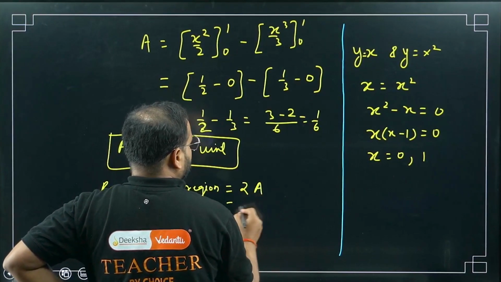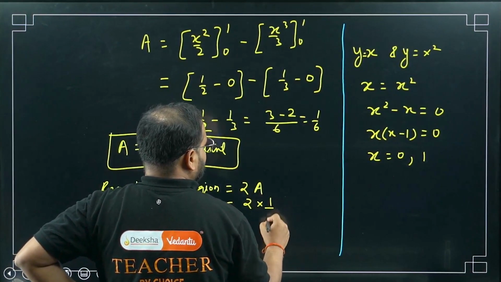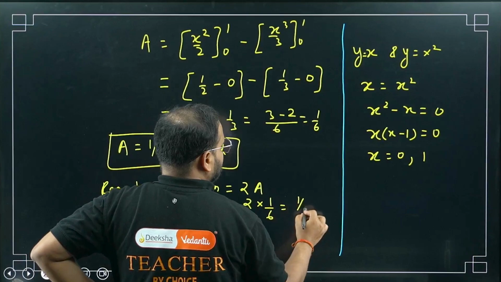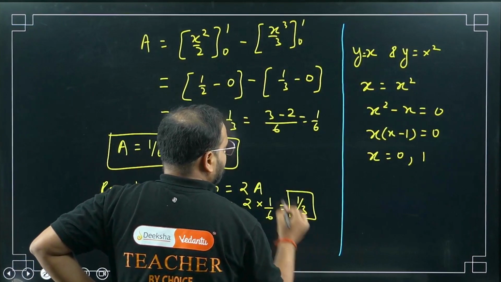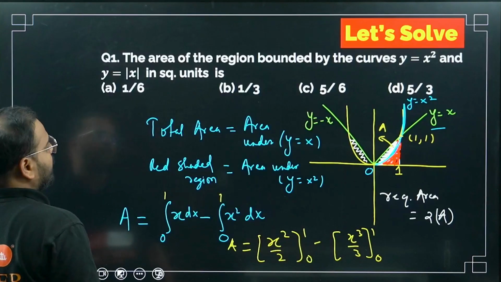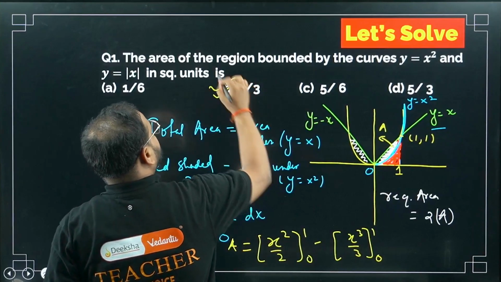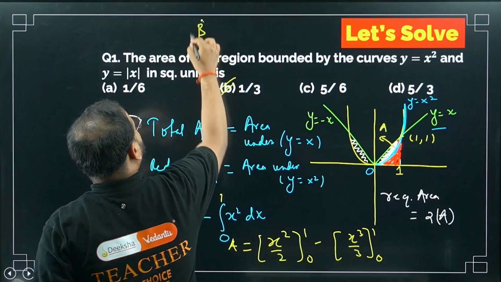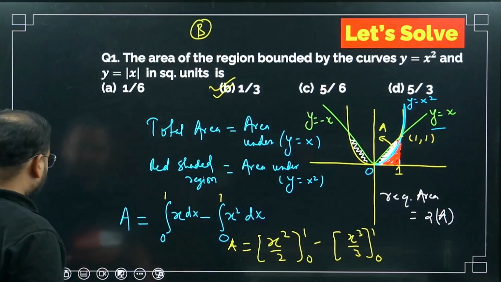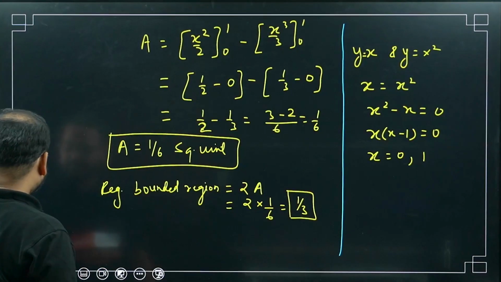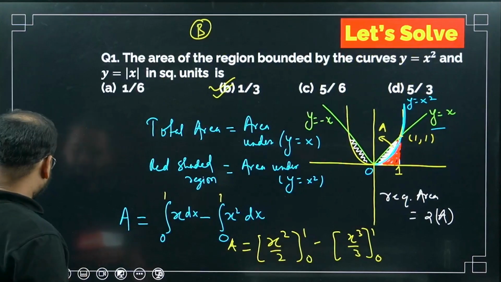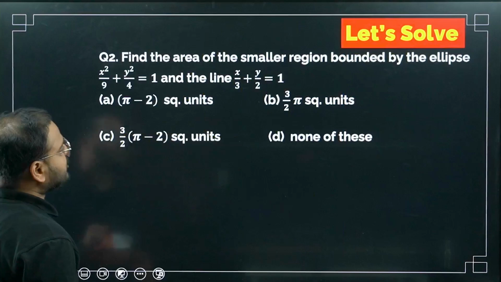So how much is that going to be? 2 times 1 by 6. How much is that going to be? 1 by 3. Now this is my final answer. Okay, 1 by 3. Option number B. Please have a look first over here. All the steps are visible over here also. Okay, so moving on to question number 2.